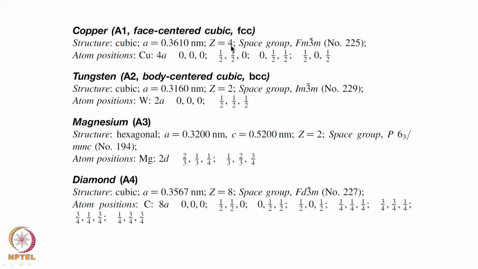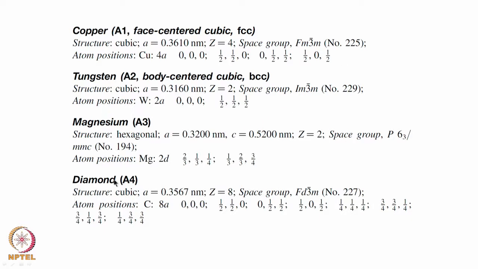Z is 4 means that there are 4 non-equivalent positions, the 4 atoms have to be there. That is the total number of atoms in the unit cell. Correct? And what are the positions? Wyckoff position A means that the maximum symmetry is always for that A Wyckoff position at the lattice point. These are all the positions where the 4 atoms have to be there.